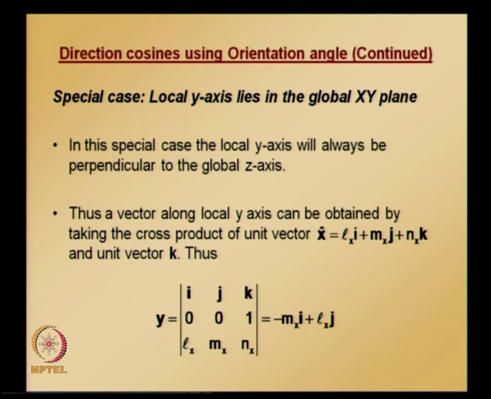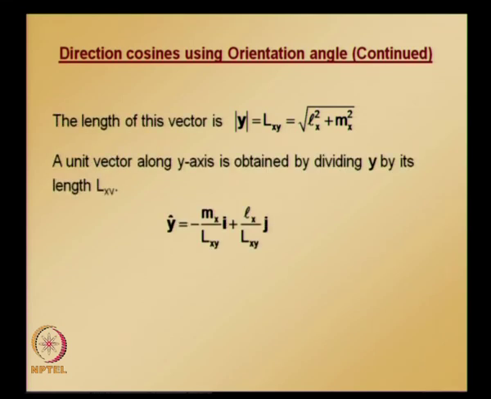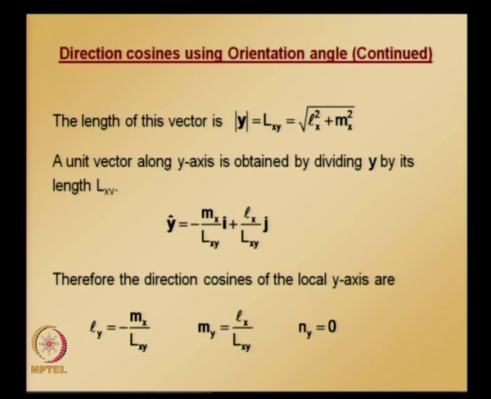So, the cross product of k and the unit vector along local x axis gives us a vector along local y axis, and this is not going to be a unit vector, we need to normalize it. The length of this vector can be obtained from Mx and Lx, and using the length of the vector, if we normalize this, then we are going to get the unit vector along local y axis. So, this is the length of this vector, and the unit vector along local y axis is obtained by dividing vector y with its length. So, the direction cosines of the local y axis are these ones.